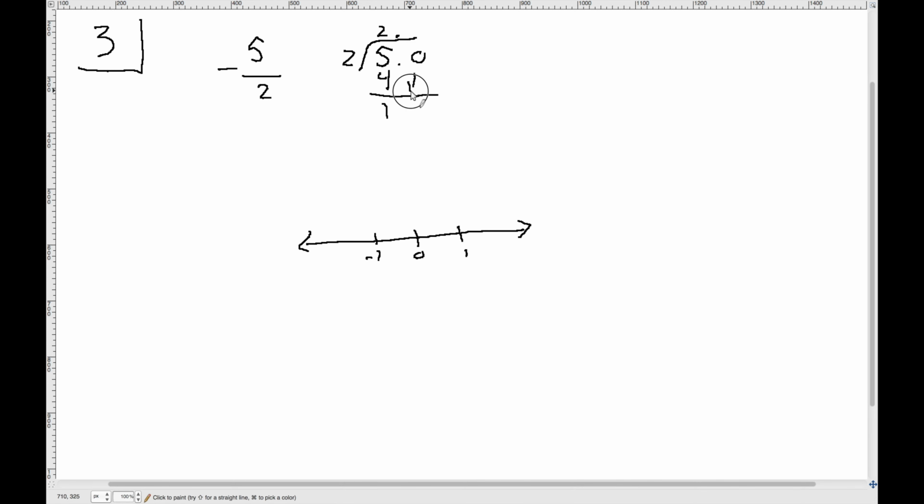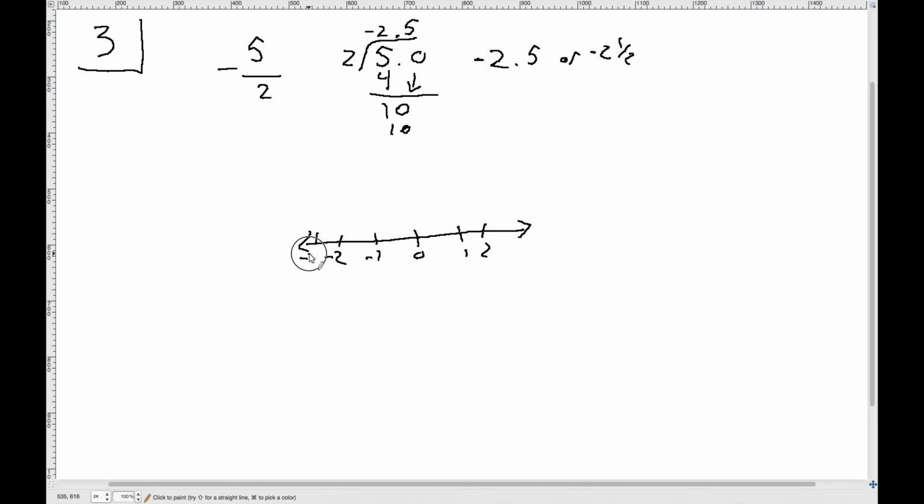So we have 2 point something. Now 2 times what equals 10? Well, that's 5. So we have 2.5. 2.5 would be the answer of what would be -5/2. So don't forget to put the negatives in your answer, because we're doing the -5/2.